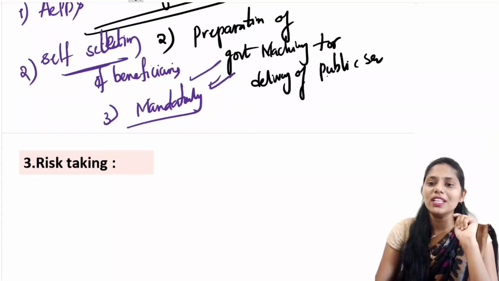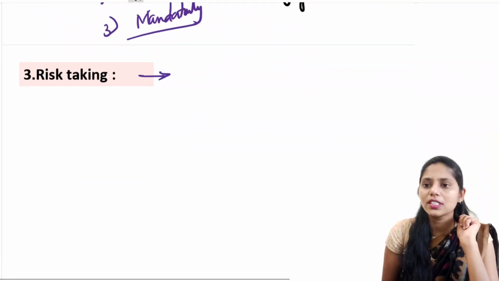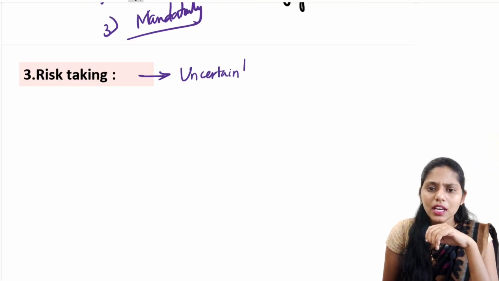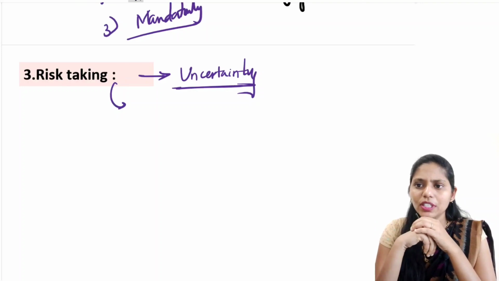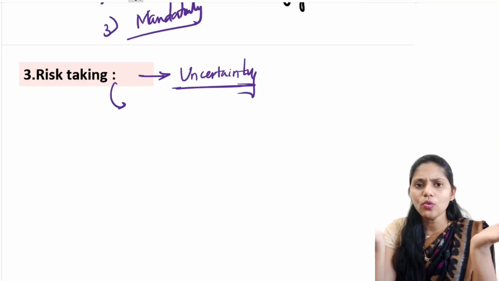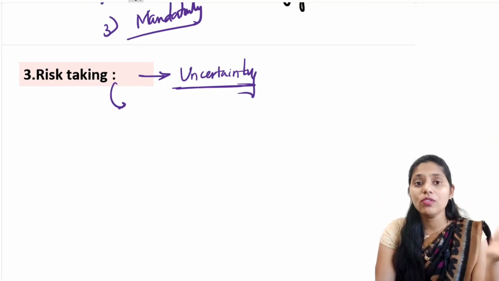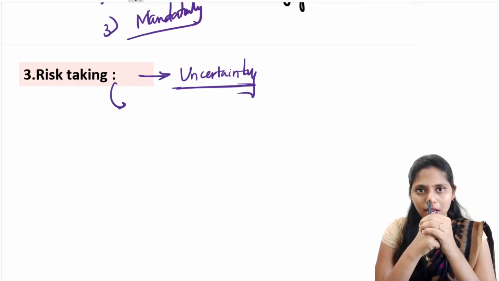And the third important one is risk taking. What is the meaning of risk taking? Risk taking is nothing but, in simple words, uncertainty. So we are indulging in some activities whose outcomes are uncertain. We don't know what happens, whether we will get a positive outcome or a negative outcome. When we indulge in such activities, that is called risk taking.